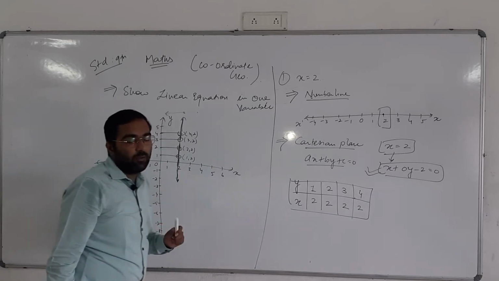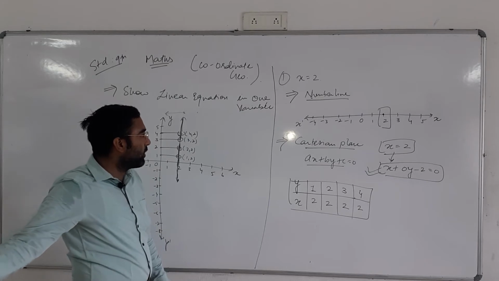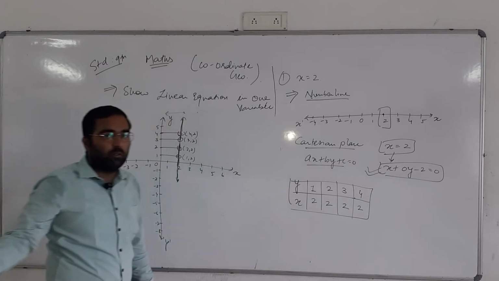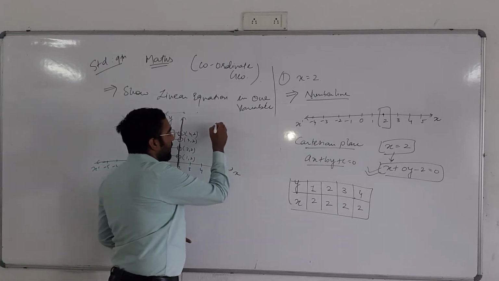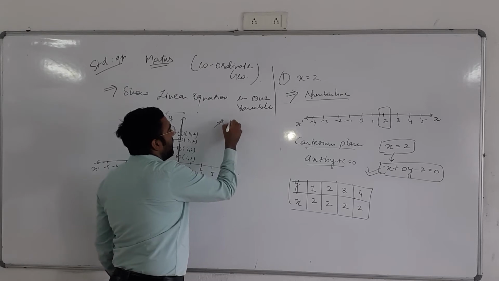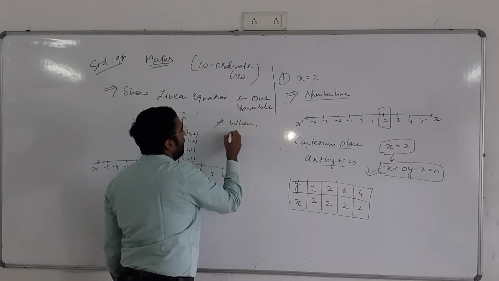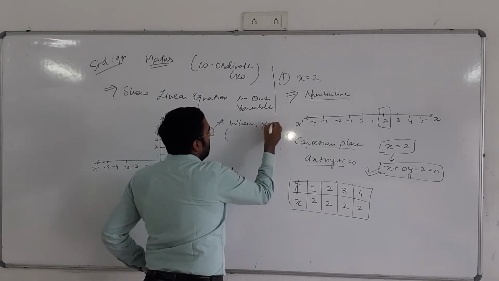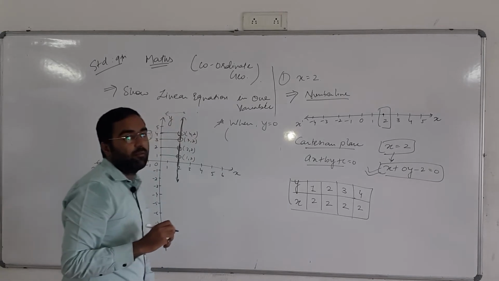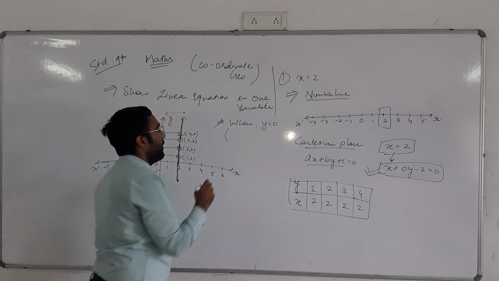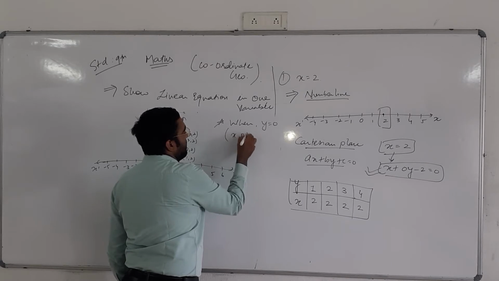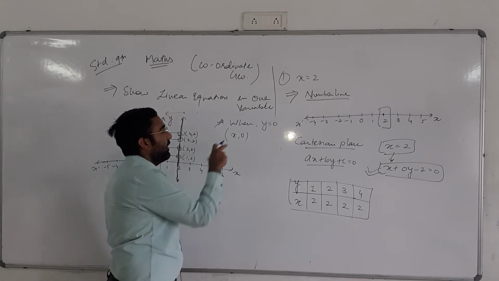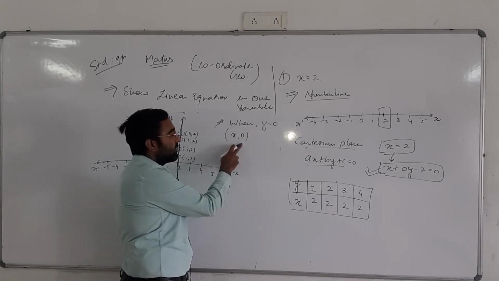So for this graph, what we have to conclude, please note down this important question. We have to conclude that first thing, when I take y equal to 0, therefore my point is x comma 0. That I already told you in the previous lectures. When I take y equal to 0, therefore my point is x comma 0.